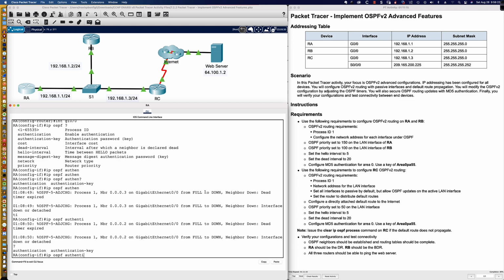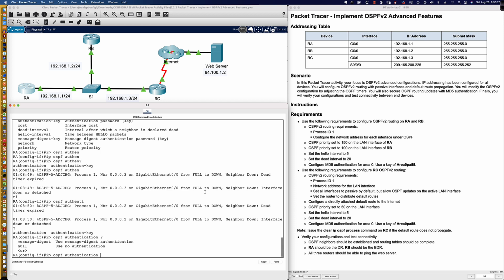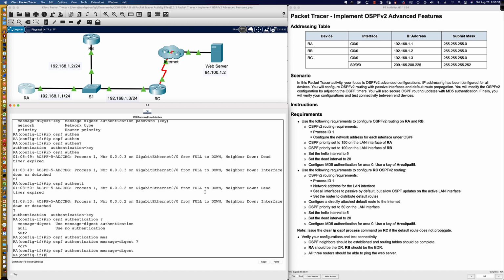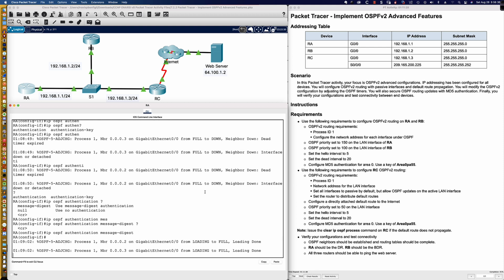Authentication. Yeah, so it's going to go down authentication message digest. Maybe they want it under the interface. So this is one of the things with OSPF that's always confusing. And I'll bet you this is what they want. I'll bet you they wanted it under the interface. And maybe I didn't read the instructions.